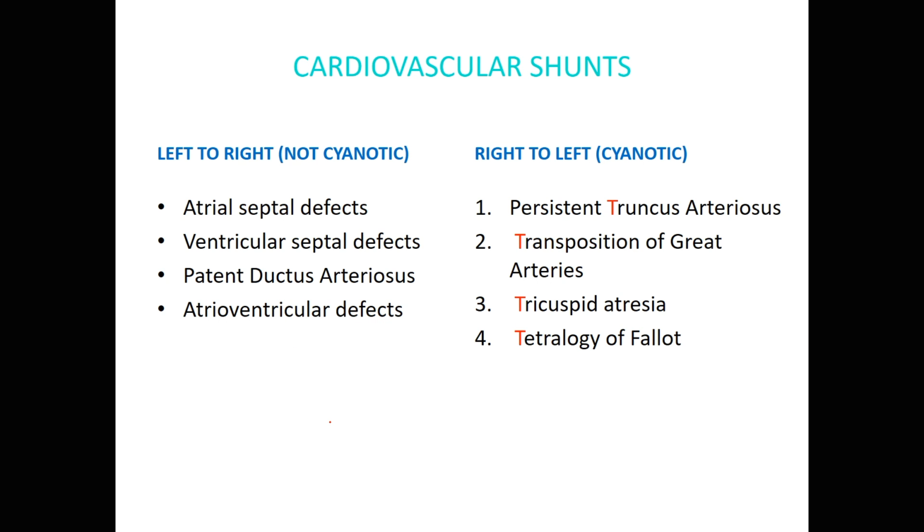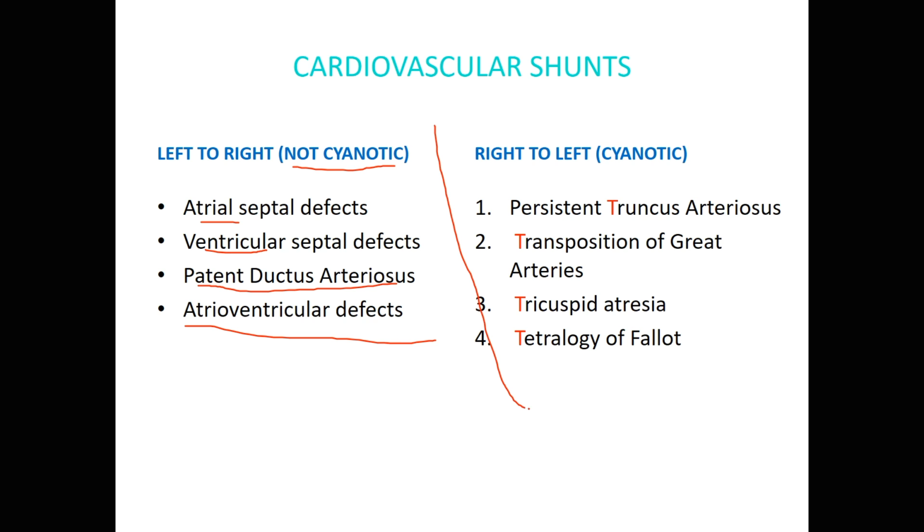So now cardiac shunts. This is very important to understand. There's actually a way to remember these if you orient them. So you have your left to right shunt. It's not going to cause cyanosis because you're not getting deoxygenated blood to your system. That's something like atrial septal defects, ventricular septal defects, patent ductus arteriosus, remember ductus arteriosus, and then atrioventricular defects.